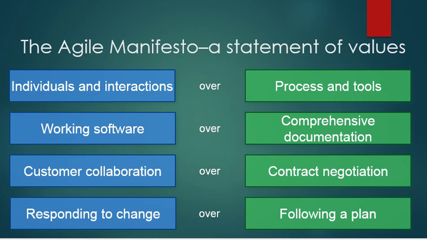So the Agile Manifesto statement of values: individuals and interactions over process and tools, working software over comprehensive documentation, customer collaboration over contract negotiation, responding to change over following a plan.